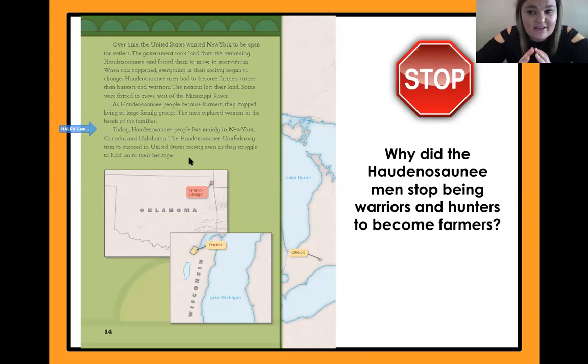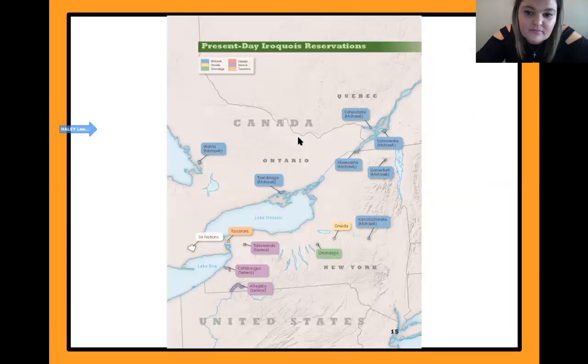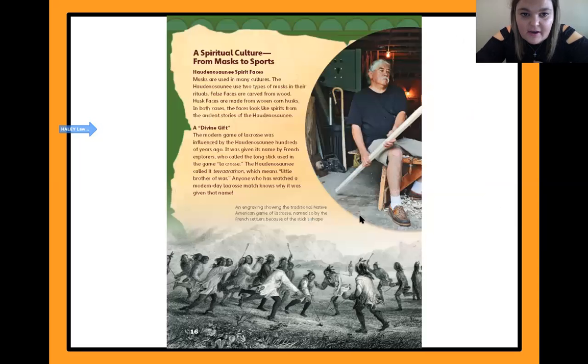So I kind of already talked about it, but what made them change? Exactly. They took their land, they made the move to these reservations, and that changed everything for them. They had to adapt. They had to find different ways to live. Good job, guys. So we've already looked at this, how they have this little bit of land now.